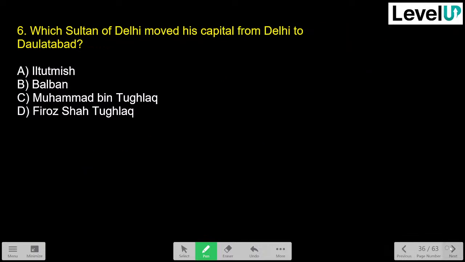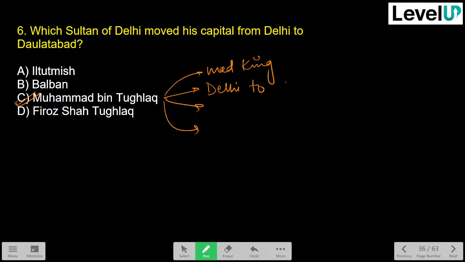Question number 6. Which Sultan of Delhi moved his capital from Delhi to Daulatabad? He is also known as the Mad King of the Tughlaqs. Who was that? It was Muhammad bin Tughlaq, MBT. There were lots of important contributions by Muhammad bin Tughlaq. He is known as the Mad King because of his policies. He shifted the capital from Delhi to Daulatabad.